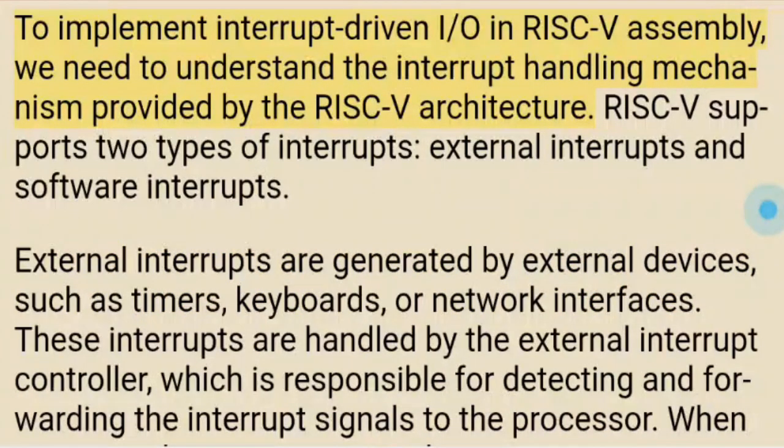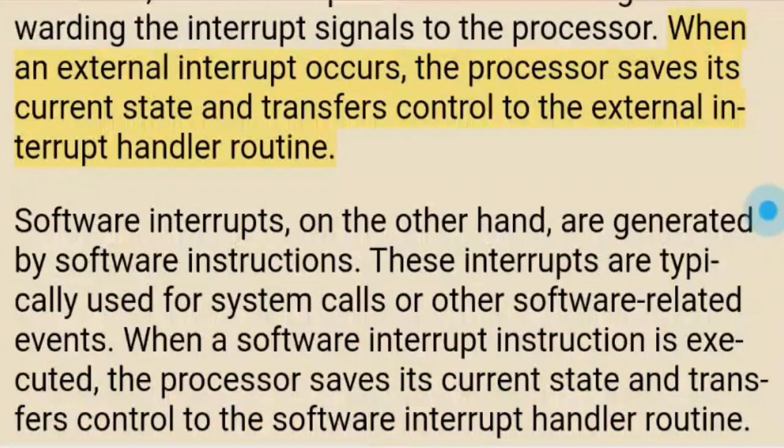To implement interrupt-driven I/O in RISC-V assembly, we need to understand the interrupt handling mechanism provided by the RISC-V architecture. RISC-V supports two types of interrupts: external interrupts and software interrupts. External interrupts are generated by external devices, such as timers, keyboards, or network interfaces. These interrupts are handled by the external interrupt controller, which is responsible for detecting and forwarding the interrupt signals to the processor. When an external interrupt occurs, the processor saves its current state and transfers control to the external interrupt handler routine.